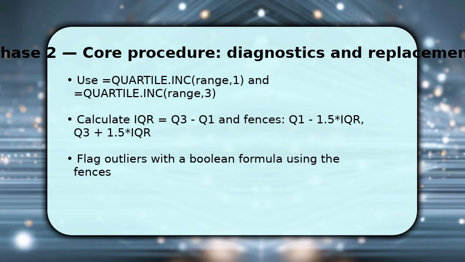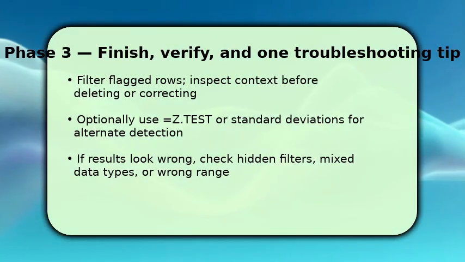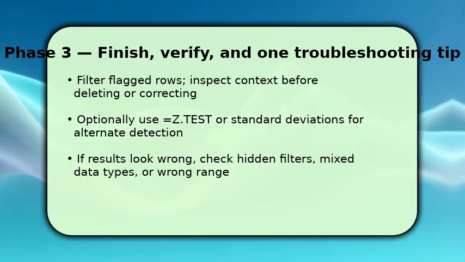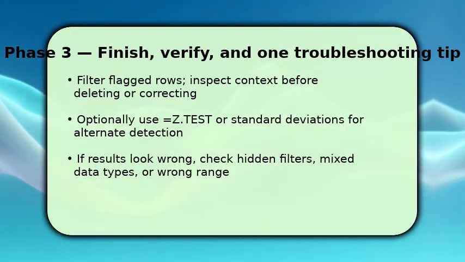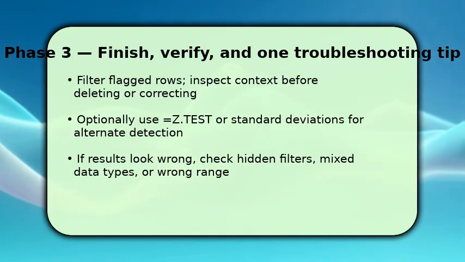Finish by filtering the flag column to show only marked outliers, and inspect each row for data entry errors, legitimate extremes, or measurement issues before you delete or change anything. You can also use a z-score approach, cell minus mean divided by standard deviation, to catch different outlier types if needed.